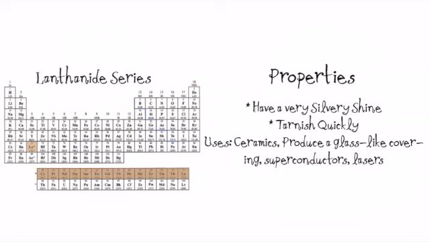The next is a series. The lanthanide series starts with lanthanum. These have a very silvery shine. They tarnish very quickly. Some of the uses are ceramics to produce a glass-like covering, and superconductors and lasers.